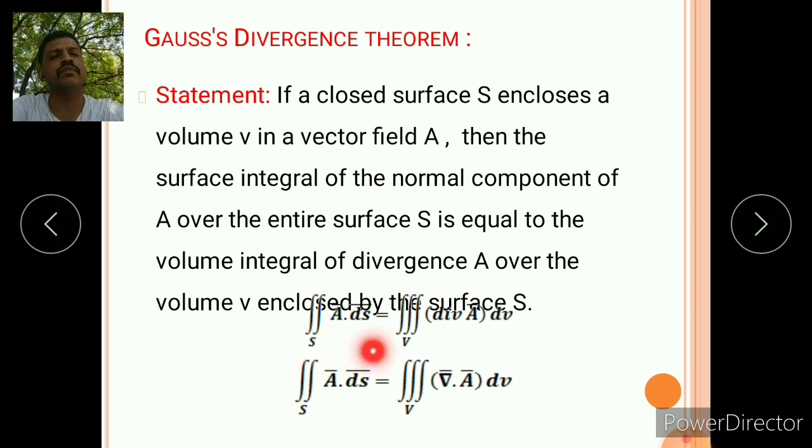It is given by the surface integral of A dot dS is equal to the triple integration or volume integral of the divergence of A dV, or it is given by the surface integral of A dot dS equal to the volume integral of del dot A dV.